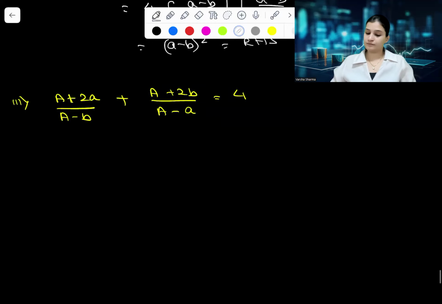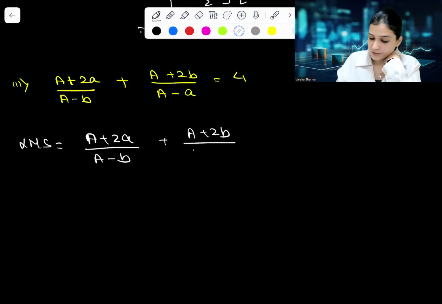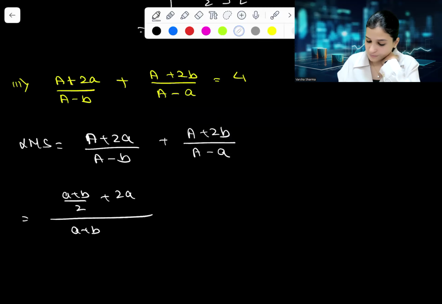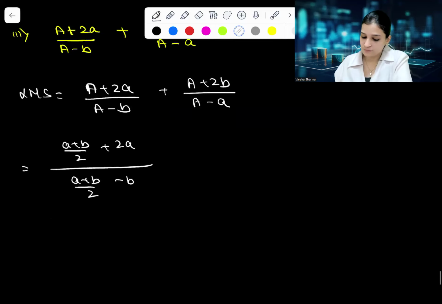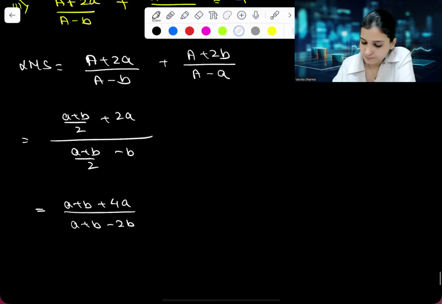Done. Let's see. LHS: (A plus 2a) by (A minus b) plus (A plus 2b) by (A minus a). So (a plus b) by 2 plus 2a, over (a plus b) by 2 minus b. LCM: a plus b plus 4a, over a plus b minus 2b. Both of them have the same LCM too, so I cancelled them.